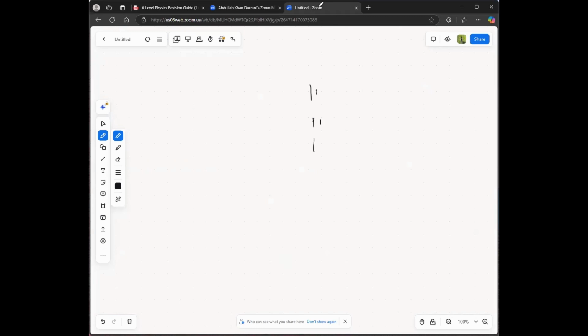sorry, my drawing is not that great, but I still try. I swear I'll get better any day now. So yeah, oh, they're basically connected to each other like that.